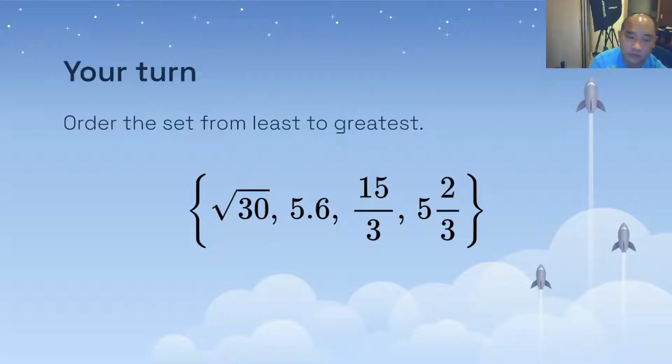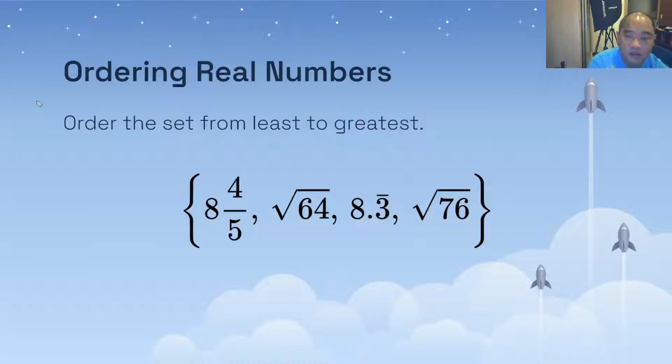Ordering real numbers. So you can choose to do this however you like, but you have to convert them all into the same form, right? So this is in fraction, and then we have 2 roots and then a decimal. And for me, decimal is probably always the easiest. So this is 8.8, and this is 8.3 repeating. And then this is 8.